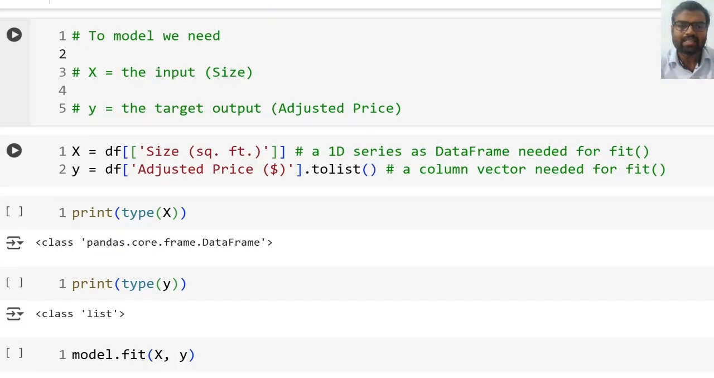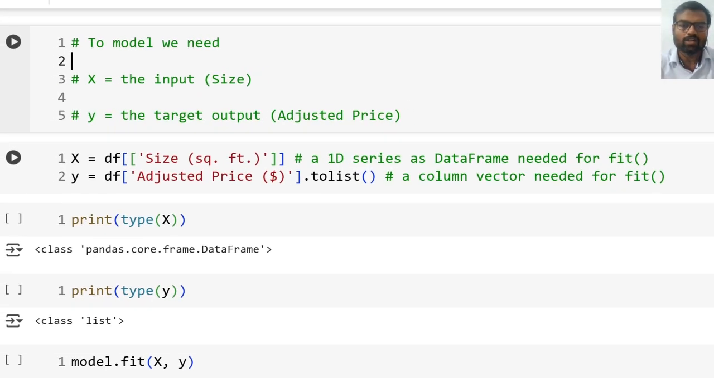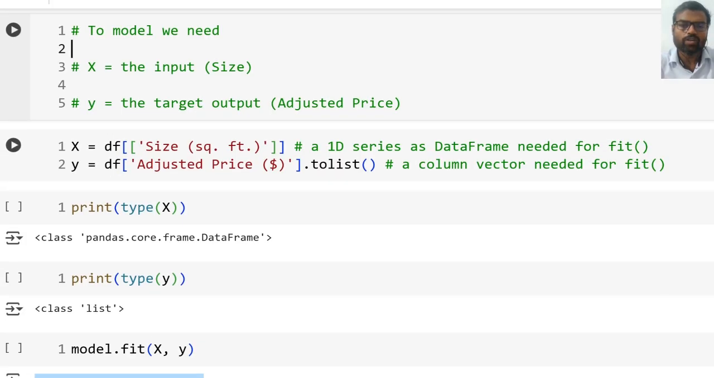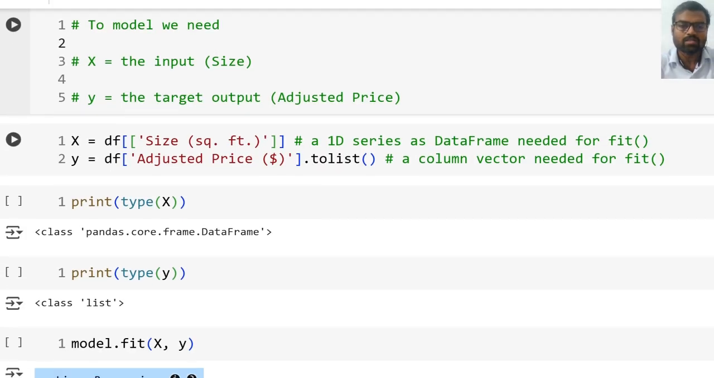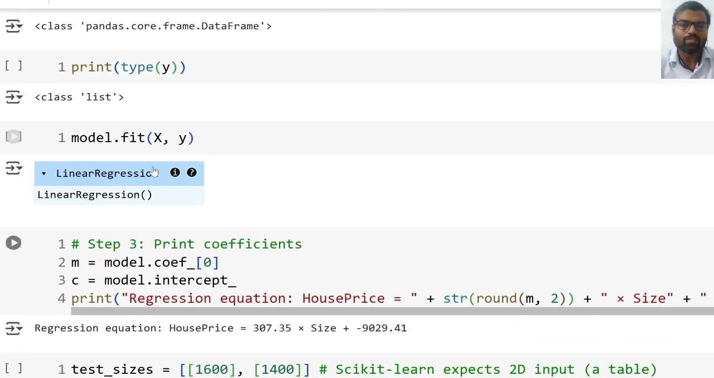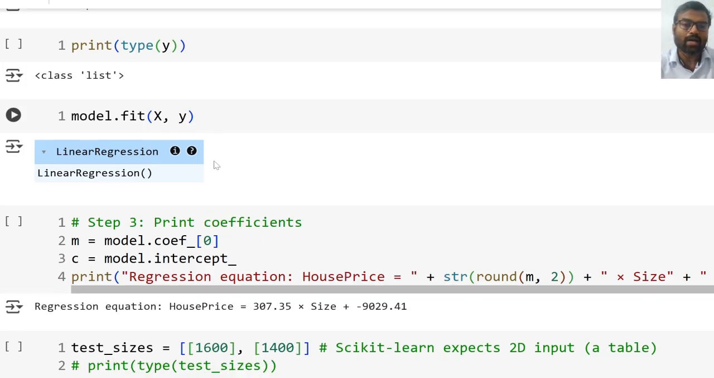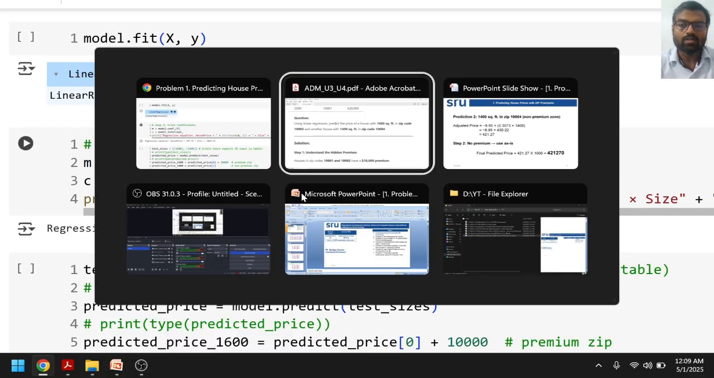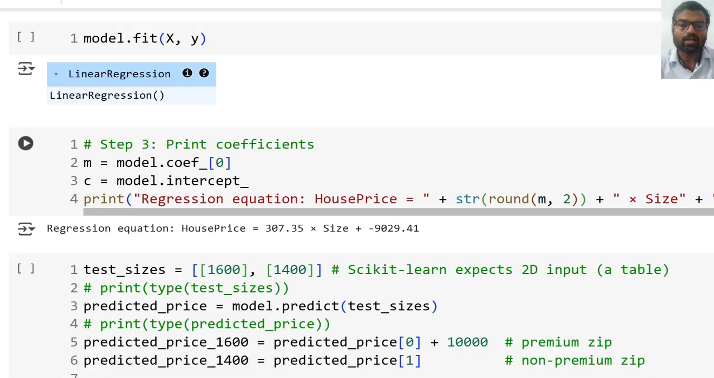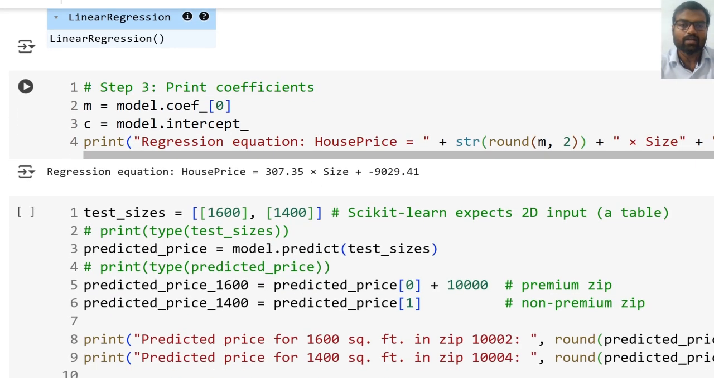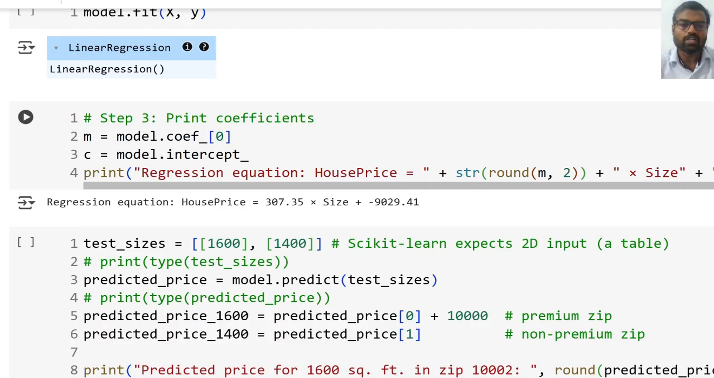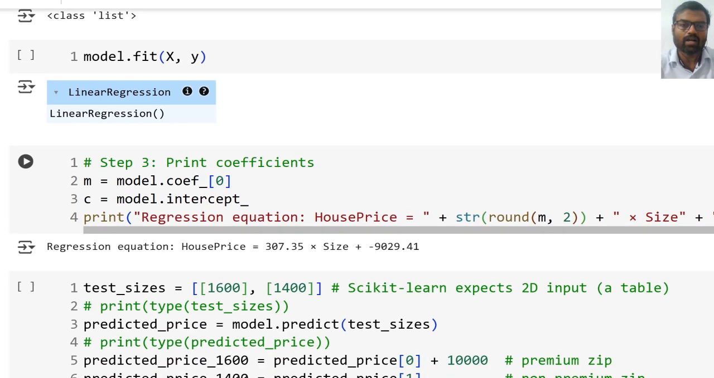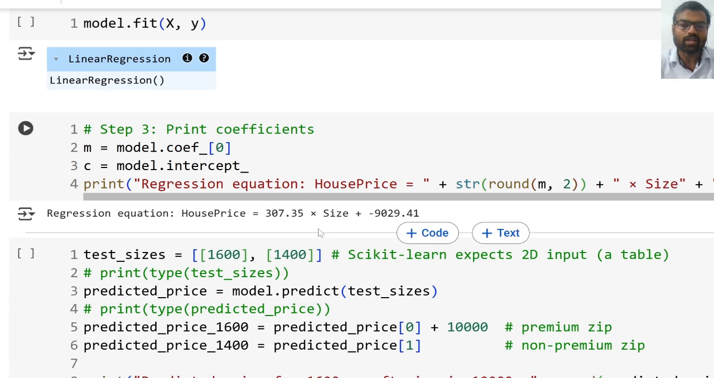So I am taking X as the size in square feet. It is a one-dimensional series, so we need to reshape it this way. Then Y is fed in the form of a list. After that, we use the model's fit method to send those X and Y parameters. Then we find m and b, using the coefficient and intercept, after feeding X and Y into it.